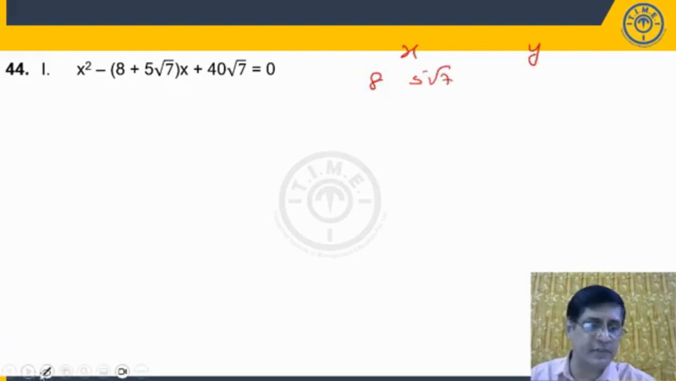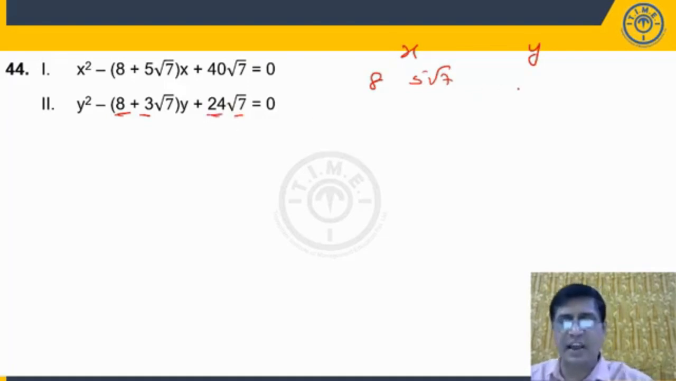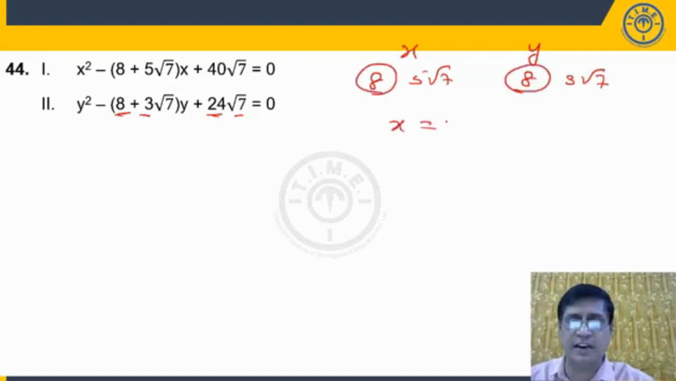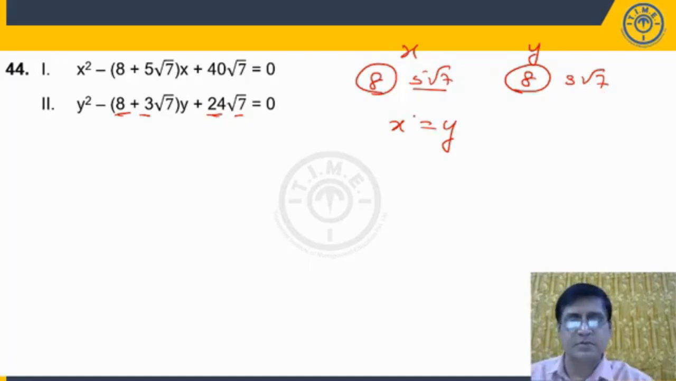Similarly, look at the second one. What is the second one? 8 into 3. 8 into 3 is equal to how much? 24, 24 root 7. So the result is 8 and 3 root 7. Now what is the comparison here? The comparison: 8 and 8 both are equal, so x and y are equal. And 5 root 7 is more than 3 root 7. Am I right? Yes or no? Yes, this value is more than this.